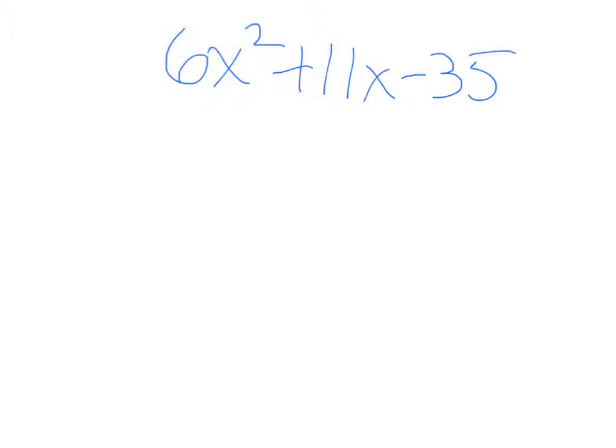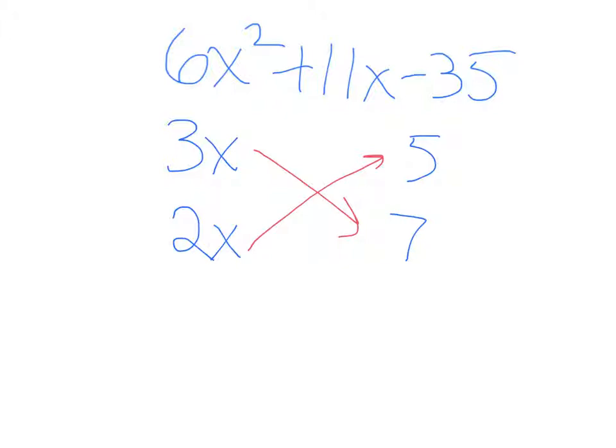The next example is a trinomial or three-term polynomial where a is not equal to 1. There's no GCF, so I'm going to use the crisscross method now to factor this. So underneath the 6x squared, I'm going to try the closest together factors of 3x and 2x. Underneath the 35 or negative 35, I'm going to try the closest together factors of 5 and 7. I will crisscross them.